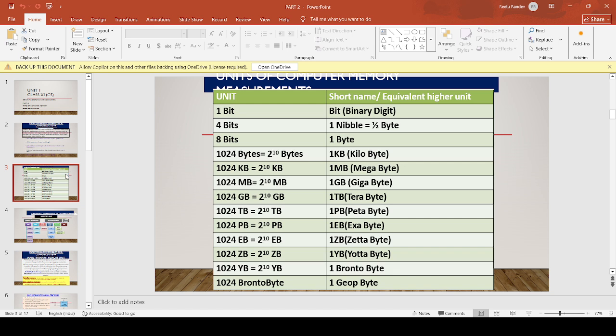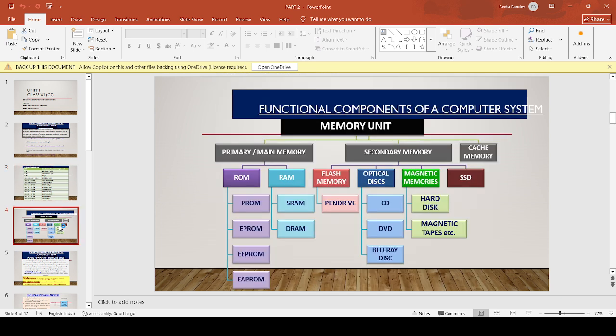Such types of questions you may get for 1 mark. In the blanks it may be asked: 1 byte is equal to dash, 1 terabyte is equal to dash. So just have a look at this table. Then we can see what the functional components of a computer system are.